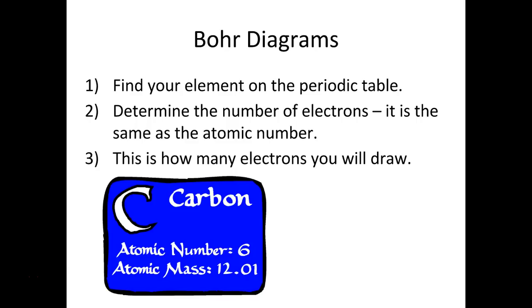When you find that, you can determine the number of electrons total that the element should have, and that'll be the same as its atomic number. This is how many electrons you will draw. So carbon has an atomic number of 6.